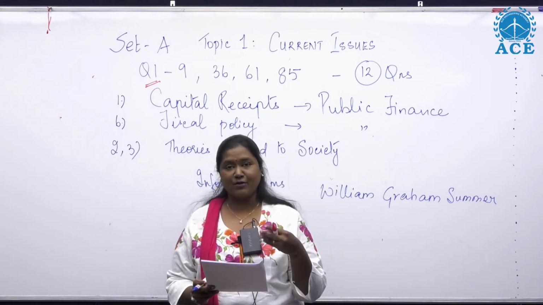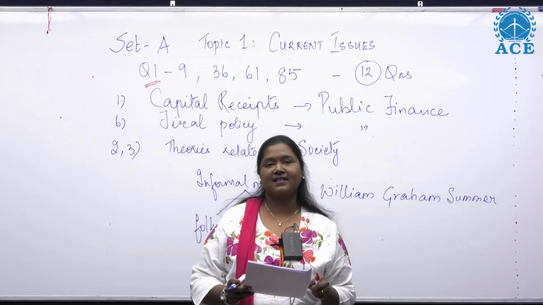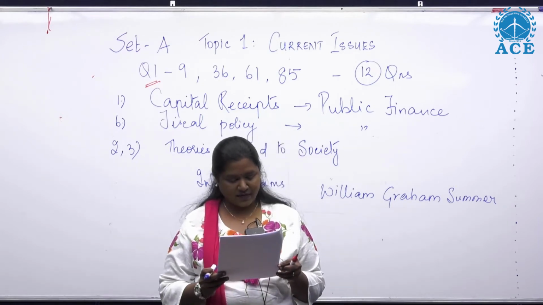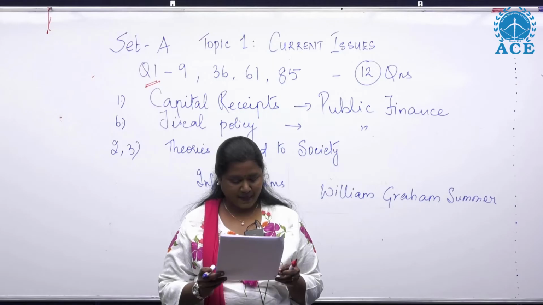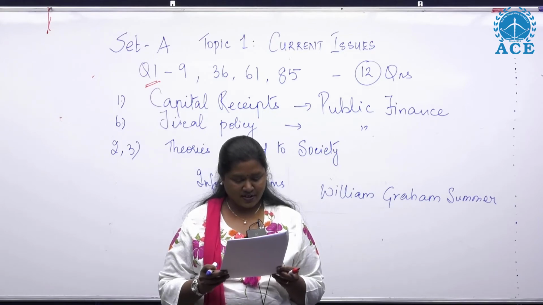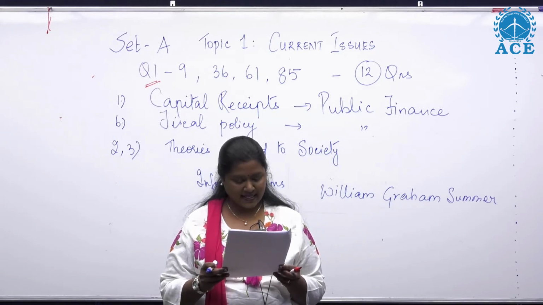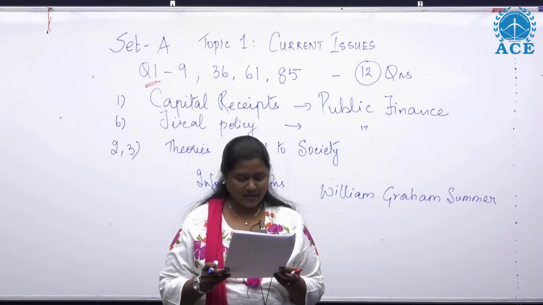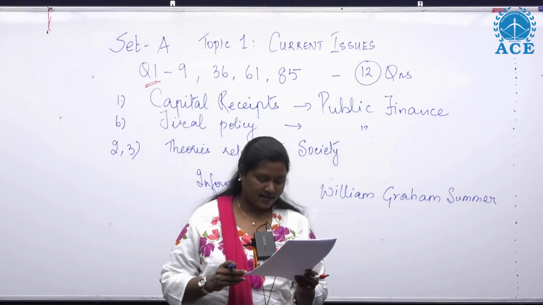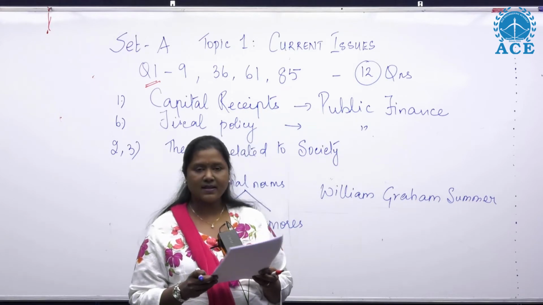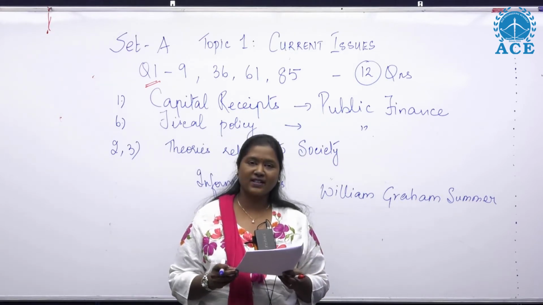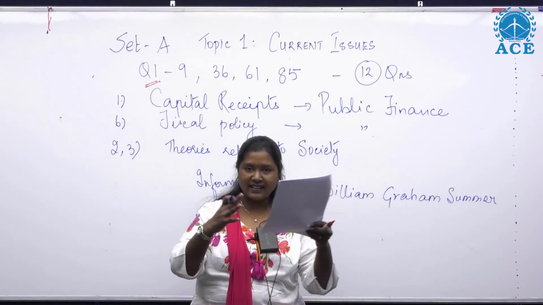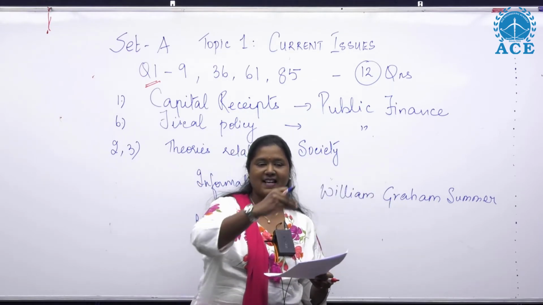So you really don't have to know sociology theory to answer the third question. What's the third question? Which one of the following statements is correct with respect to the convergence theory on social change? The societal adaptive culture is changing more slowly. As societies become modernized, they begin to resemble one another more closely. Now look at this B. As societies are becoming modernized, they start to resemble each other slowly. That is, all are converging at one point, because everything will start resembling each other.